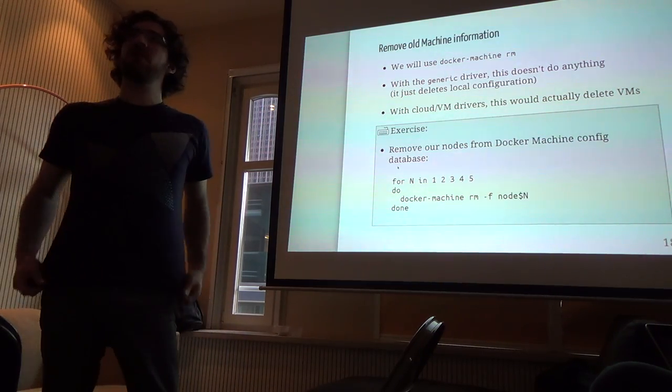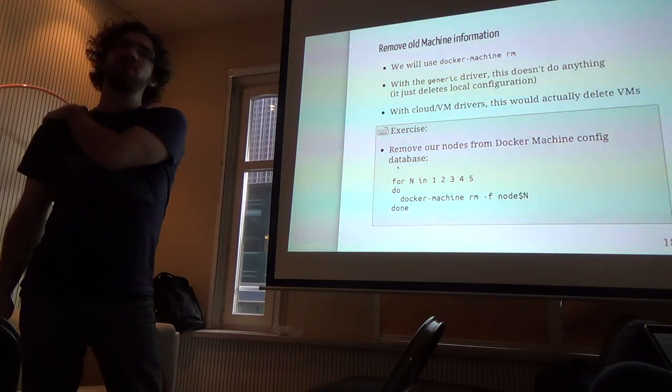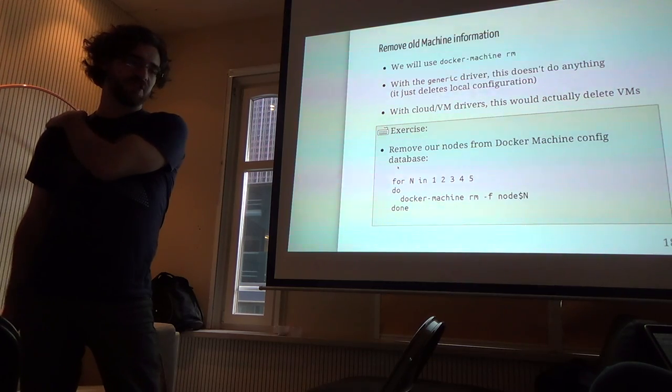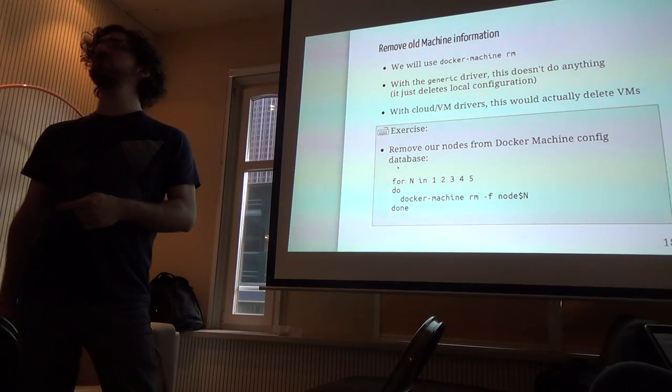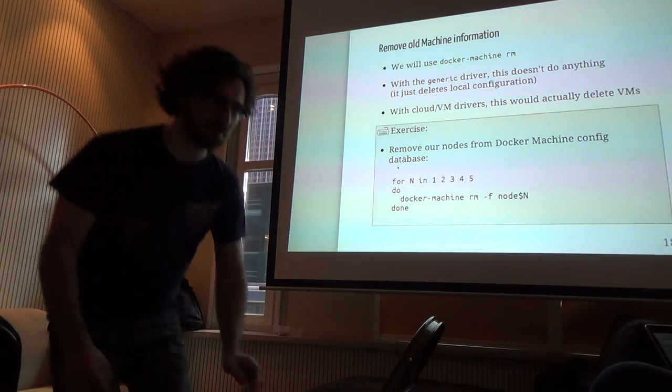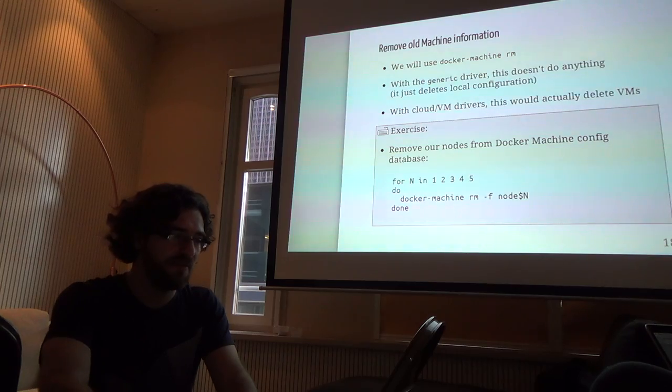Then we will use Docker RM to remove the configuration information for the five machines, docker-machine rm. It's because we will reuse Docker Machine to reprovision the Swarm cluster. So this snippet here.